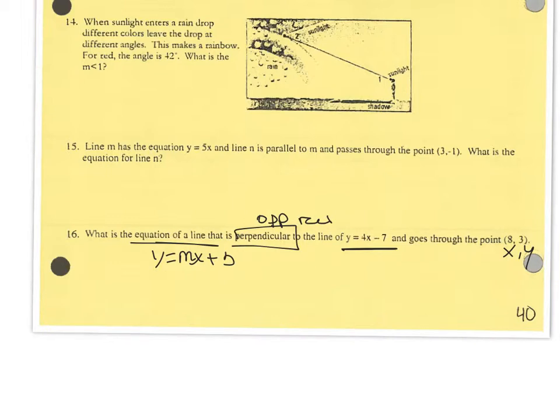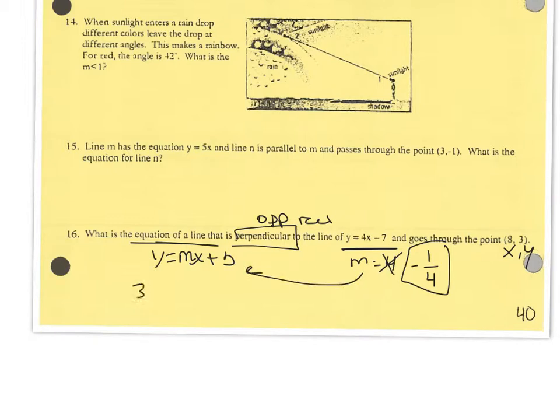Well, if the original slope is 4, but the perpendicular slope is an opposite reciprocal, that new slope is going to be negative, which is opposite, and then the reciprocal, which is 1 over 4. So here's my new slope, and I have this coordinate 8 comma 3 that I can use, so I'm going to plug that into my formula right over here.